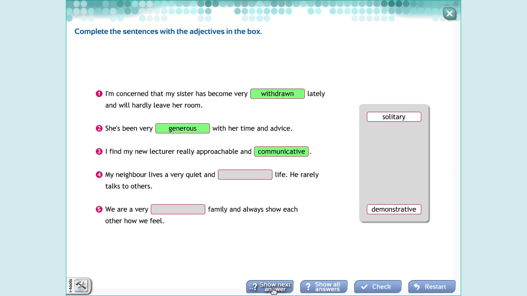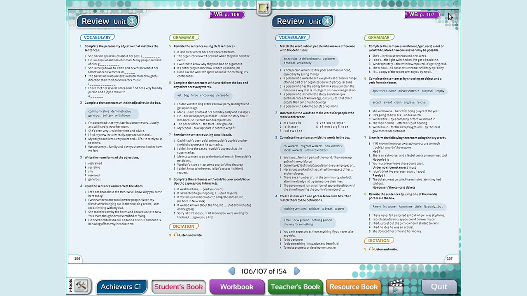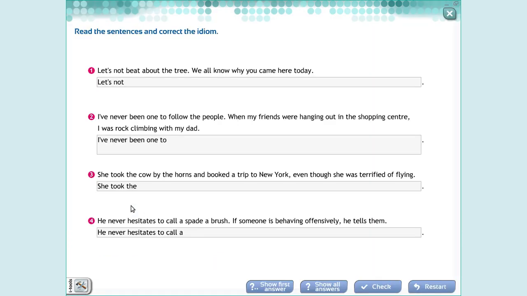My neighbor lives a very quiet life and he rarely talks to others. Solitary. We are very demonstrative as a family and always show each other how we feel. Demonstrative. Okay. Exercise 3 we are not going to do. Let's talk about the idioms.